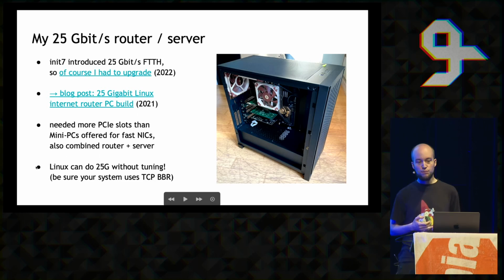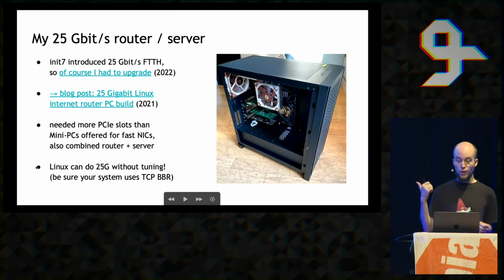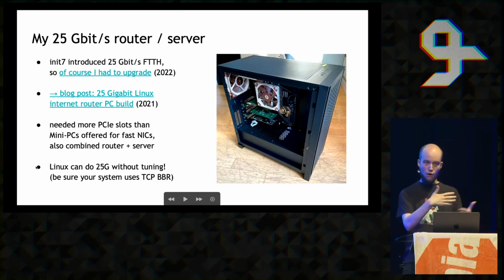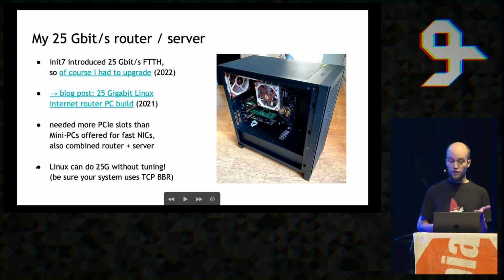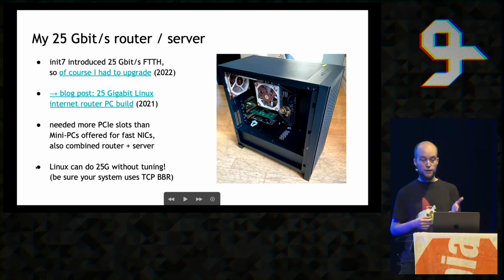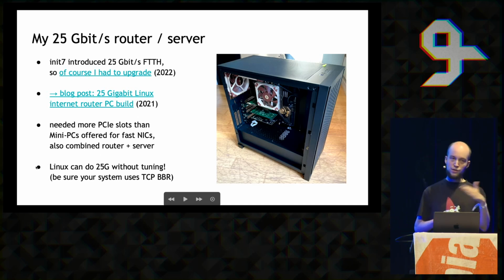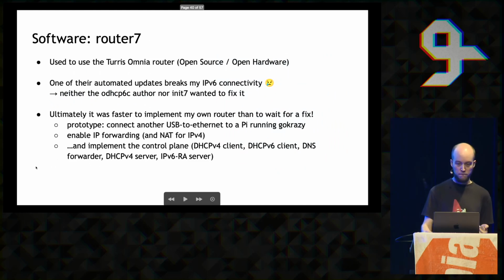And I also have this PC router/server build. You can see that I built that in 2021 already. It's not necessarily a build recommendation, but I did document how I chose the components and so on. One fun fact to note here is that Linux can in fact satisfy 25 gigs without any tuning, as long as you make sure that you use TCP BBR, which is the default in most distributions. So these days, you can probably just install a standard Linux on such a PC, and you will have enough capacity to serve content at 25 gigs to the internet, which is pretty impressive.